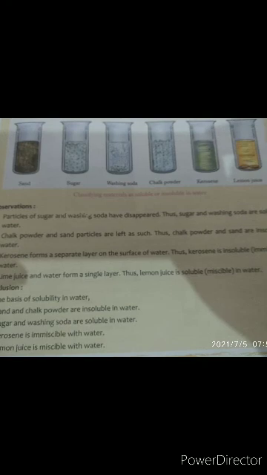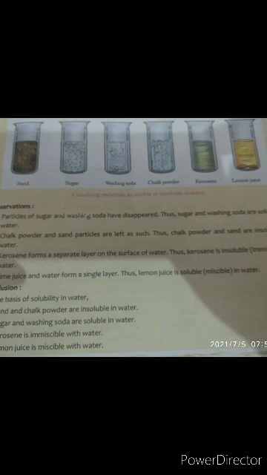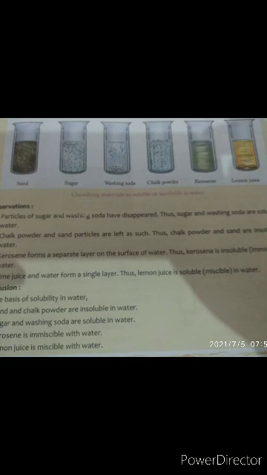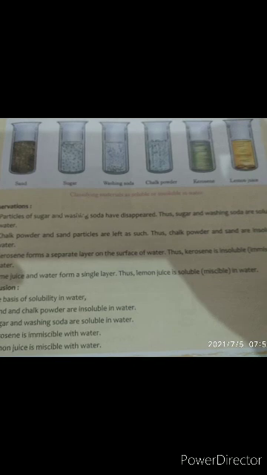Sand will be there at home, sugar will be there, washing soda will be there. If chalk powder is not there, then leave it. Kerosene will be there, and lemon juice also will be there. If test tubes are not there, you can check it in a glass. Today this much is enough, and all of you read the teaching portion very carefully 2-3 times.